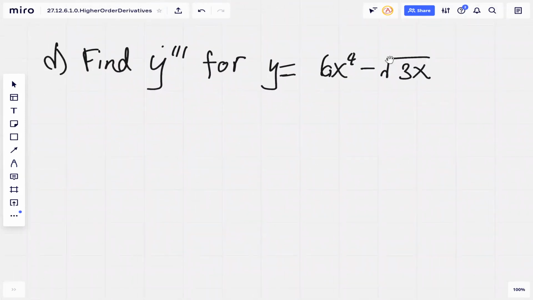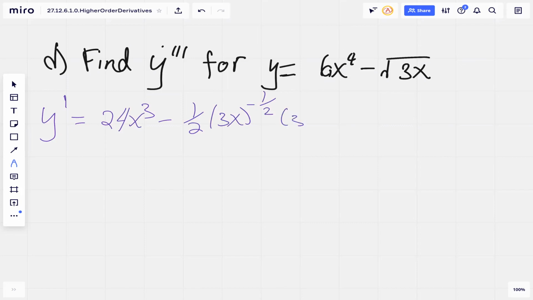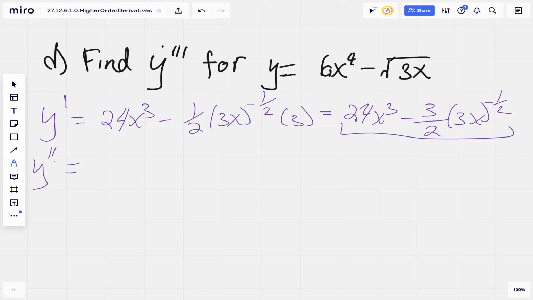Okay, last one, I believe. Find y triple prime, where y equals 6x to the power 4 minus the square root of 3x. Okay, so again, we always start with y prime. Y prime is 24x cubed minus 1/2 times 3x raised to the negative 1/2 times 3. Let's clean that up a little bit. All right, so now let's do y double prime. So we need to take the derivative of this.